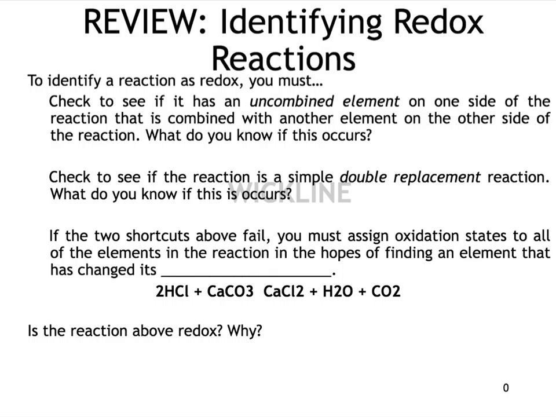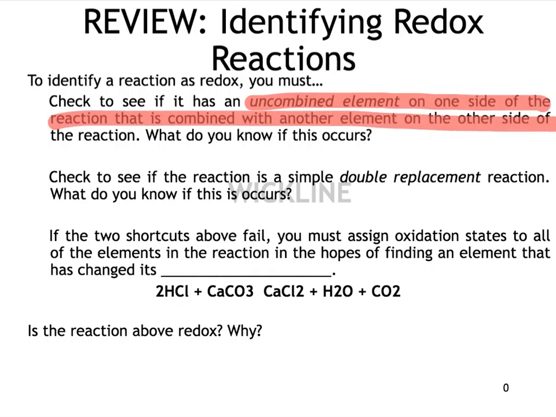All right, as a review, there are two things you can do when you're trying to identify a redox reaction. Firstly, you should check to see if there is an uncombined element on one side of the reaction that's combined with another element on the other side of the reaction. Because if that happens, what you know has occurred is redox. Here's the reason why.